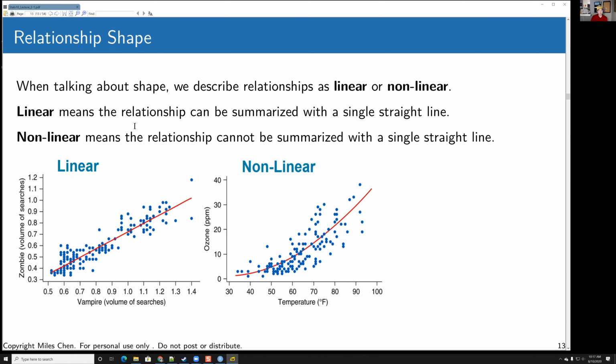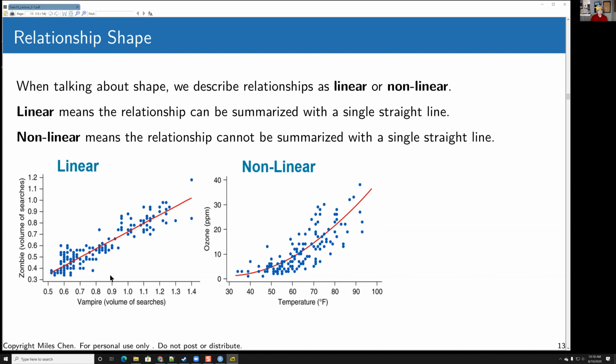All right, and so regarding shape, we're going to say the relationship can either be linear or nonlinear. Okay, and I've just taken examples out of our textbook. Linear just means that when you create a scatter plot, the overall relationship can be summarized with a single straight line. Whereas nonlinear means that the relationship should not be summarized with a single straight line. So here, the overall trend with the dots looks like a straight line does the trick, okay?